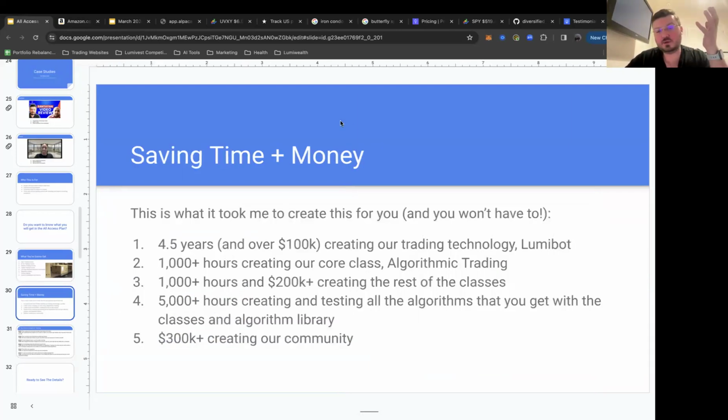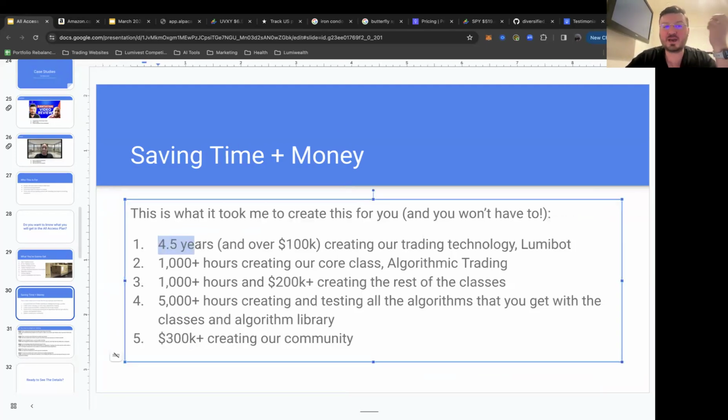In other words, here's a different way of putting it. This is what it took me to create all this stuff for you. It took a lot of time and effort to build all these things. So just to give you an idea of what kind of value you're getting: it took 4.5 years, maybe more than 4.5 years at this point, and over $100,000 to create LumiBot, our open source technology that you guys can use to backtest and trade.